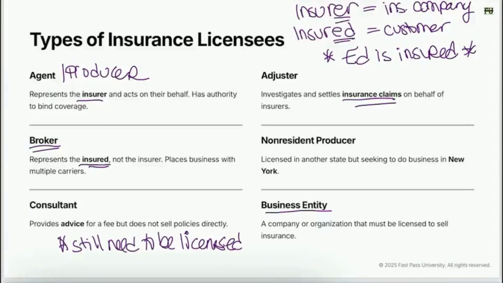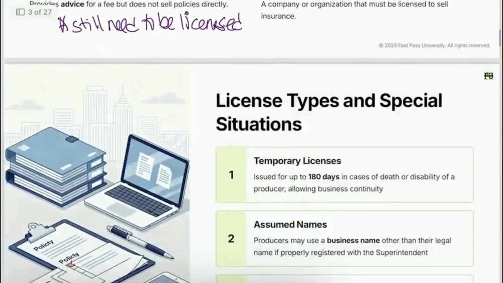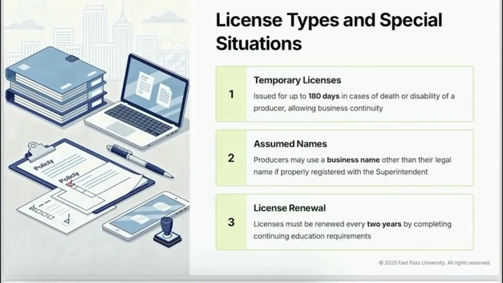All right, now we are going to start getting into some of the actual laws and regulations and numbers and such. So there are a couple different types of special situations or license types. And the first one would be a temporary license. Number one question you're going to see on this is, how long are temporary licenses good for? They are good for 180 days. Or they may ask you, in which situations are temporary licenses issued? And that is in cases of death or disability of a producer, allowing for business continuity.